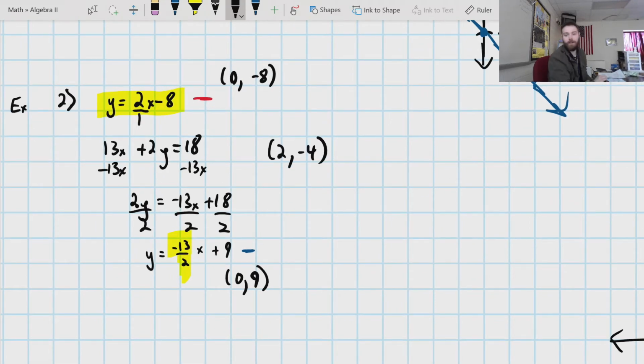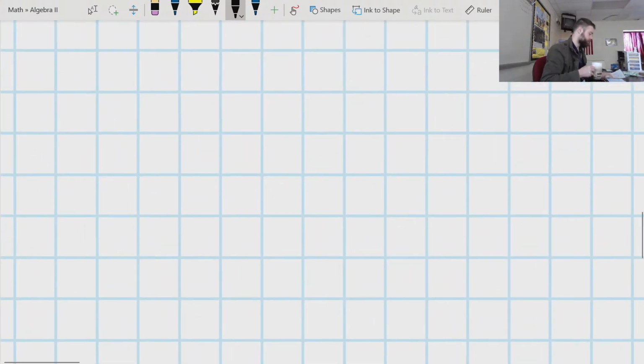It tells me where it hits. Both lines intersect, and that's exactly what I want. I want to know where both lines intersect, okay? So let's go on to example 3.